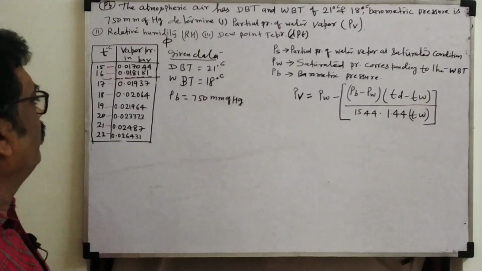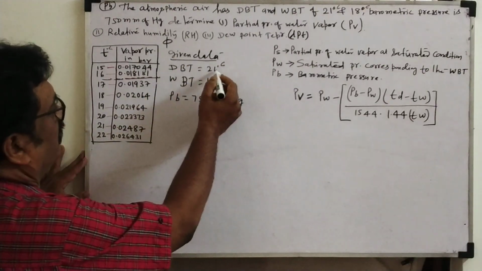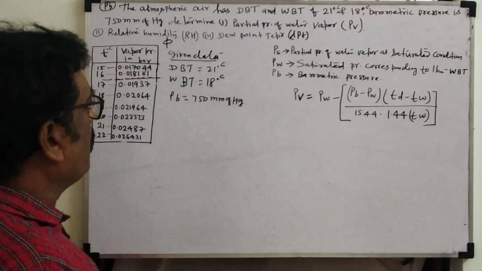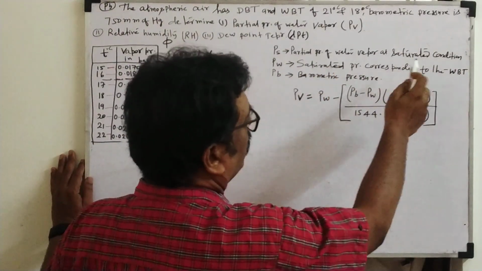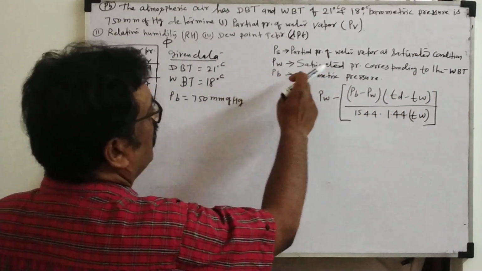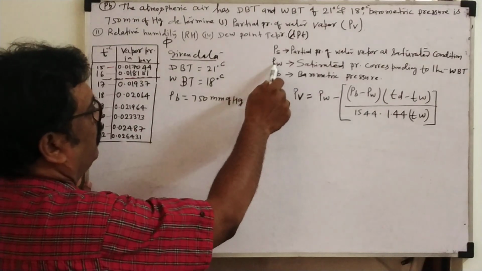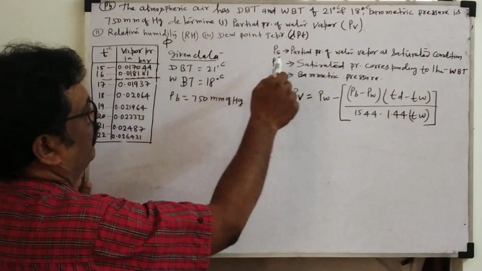So how to attempt these problems? See here, first I wrote the given data. Dry bulb temperature, wet bulb temperature 18, and barometric pressure they gave. Some symbols I wrote. PS is the partial pressure of water vapor at saturated conditions. PW is the saturation pressure corresponding to the wet bulb temperature. So PW we will get from the wet bulb temperature, and PS we will get from the dry bulb temperature.